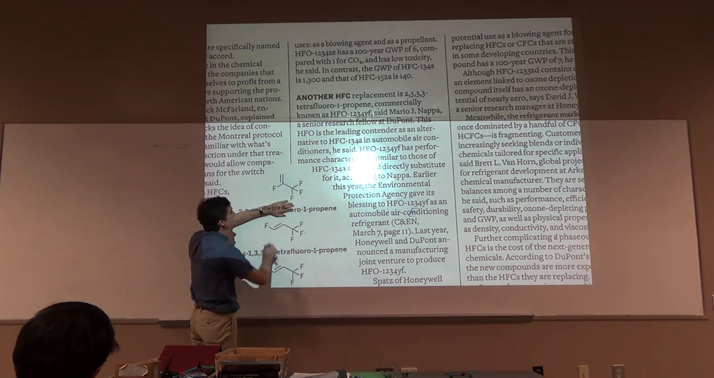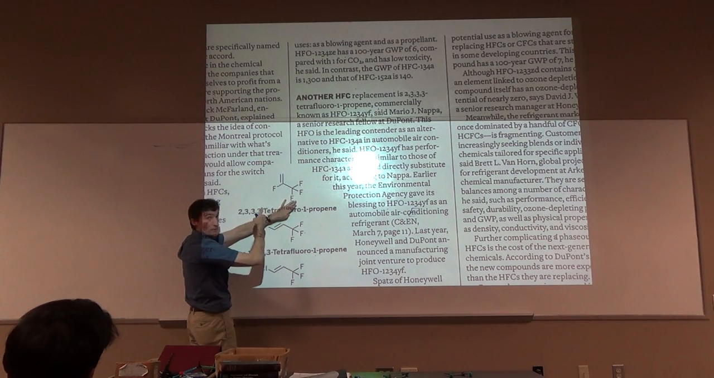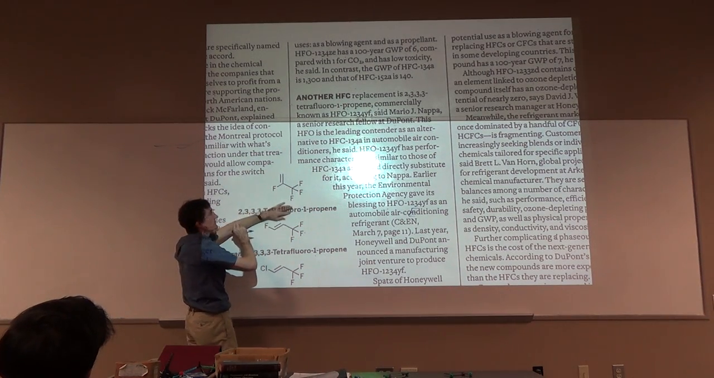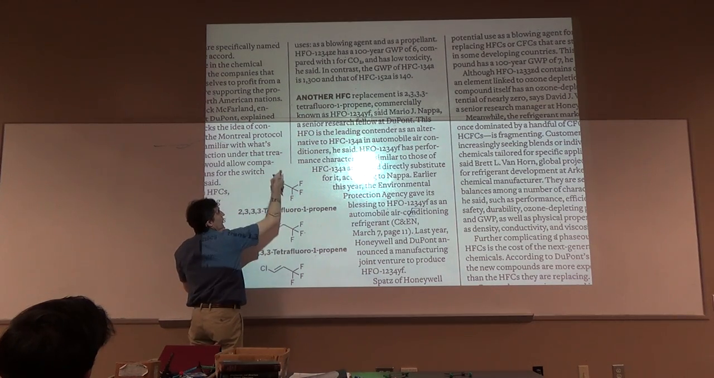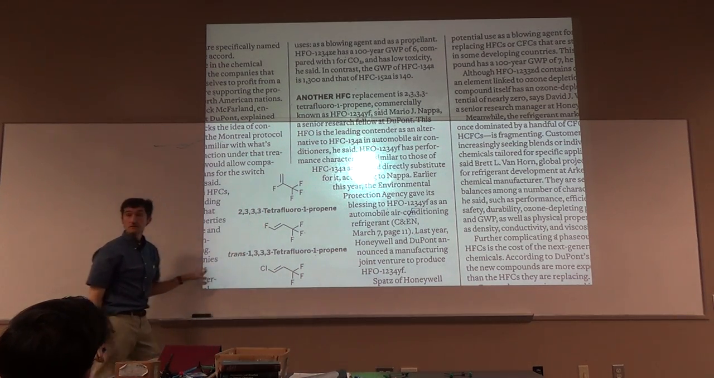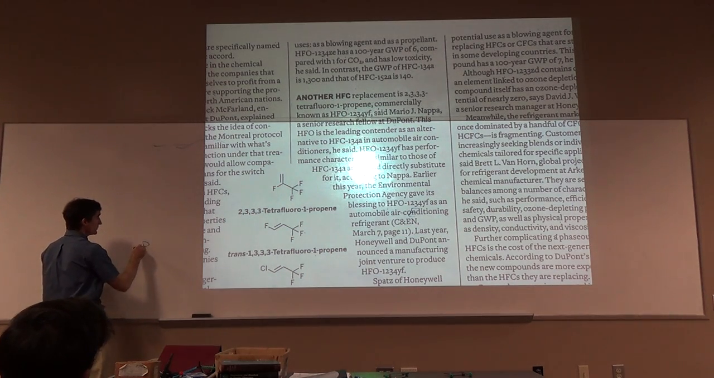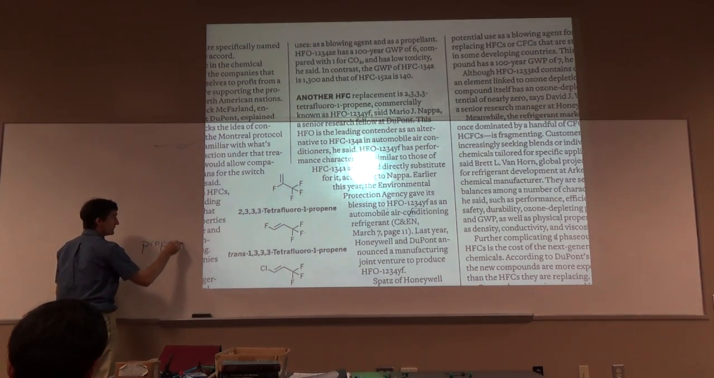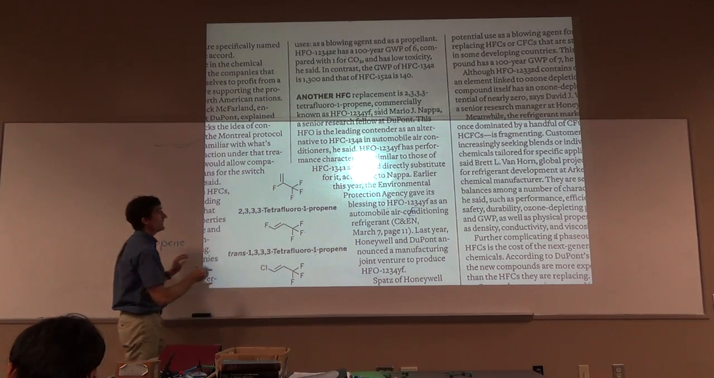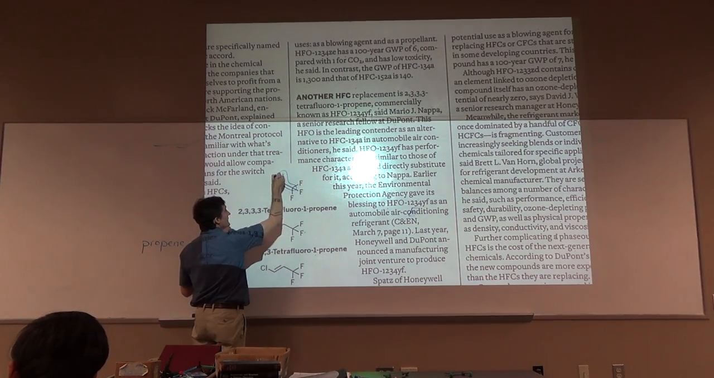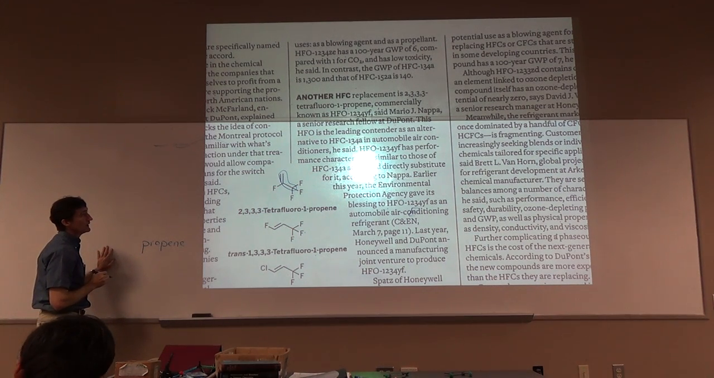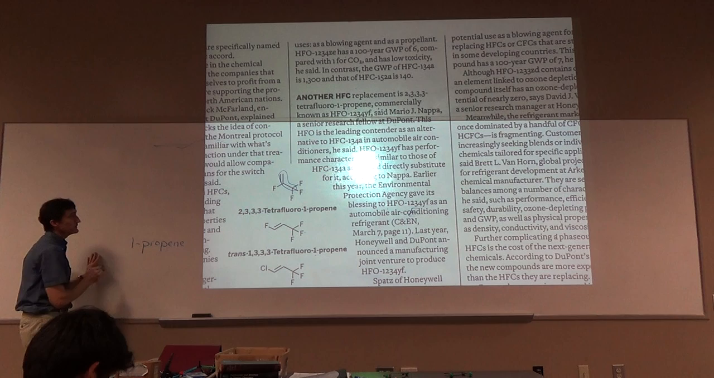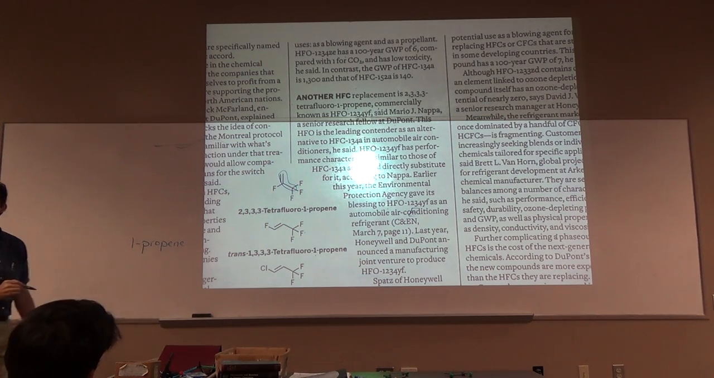Well, don't look at the nomenclature. We can name it and get the same exact name. How do you want to name this compound? 1, 2, 3, I see three carbon chains, so that's what? And it's got an alkene, so it's what? Propene? Yeah, that's propene. Now you can say one propene, but do you actually need the one? You don't actually need it, because there's no such thing as two propene.